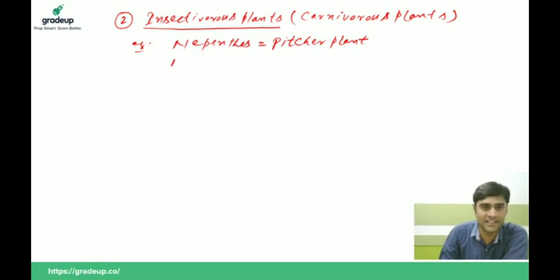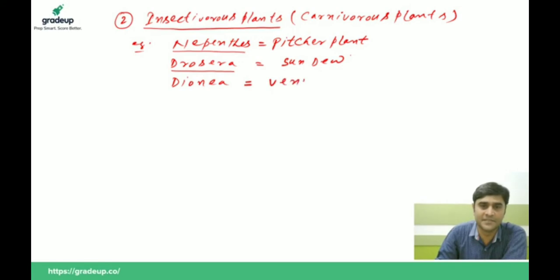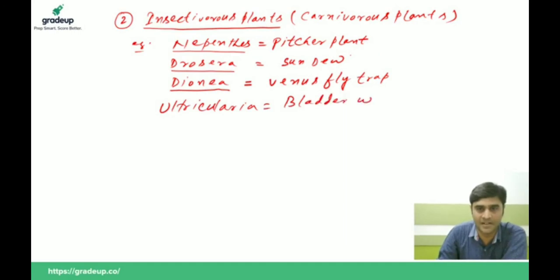Next plant, Drosera, can eat insects, which is commonly called sundew. Dionaea, which is also known as Venus flytrap, can also eat insects. Utricularia, commonly called bladderwort. So these all plants can eat or can trap insects.